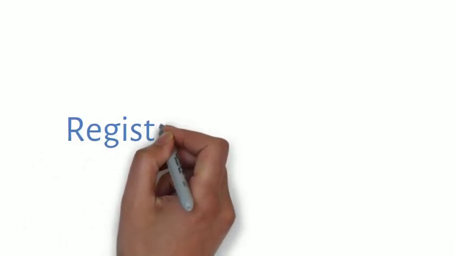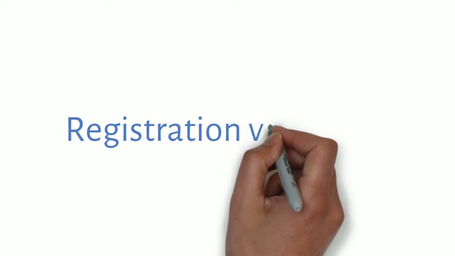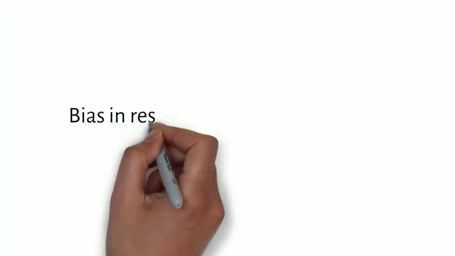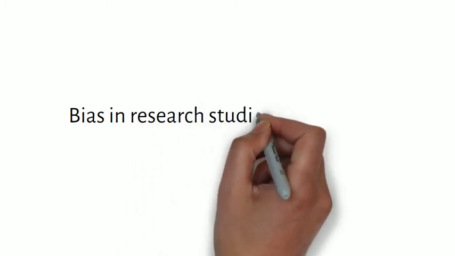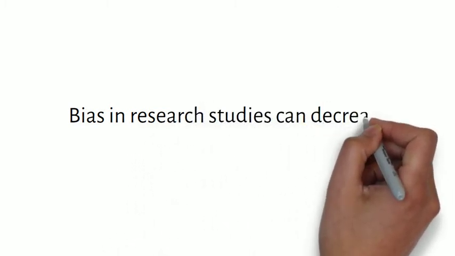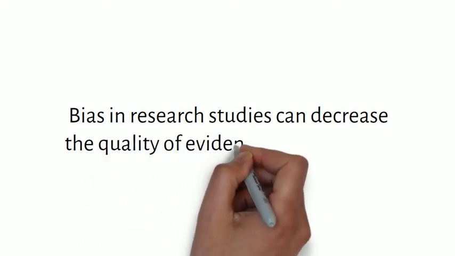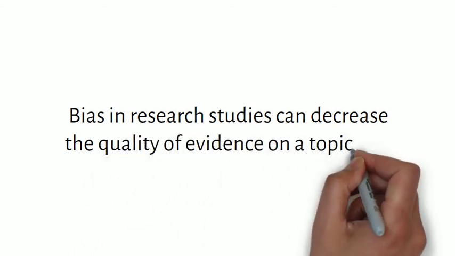Once a study is complete, the study registration can be compared to the reported results. Study registration helps us to know if changes were made, and if they were, we can ask questions about why this was done. We can also see if the changes have affected the study in a way that might create an inappropriate influence on the data. This is what we call bias. Bias in research studies can decrease the quality of evidence on a topic.